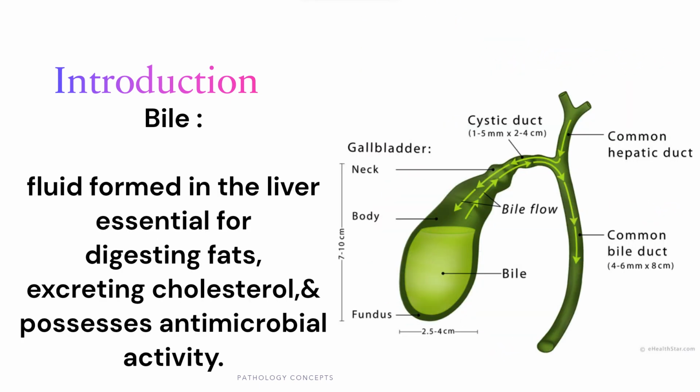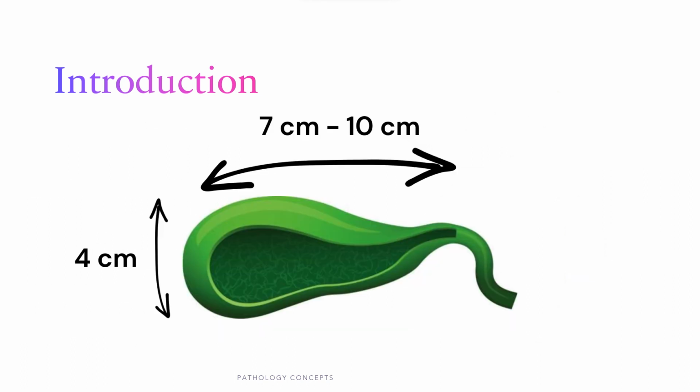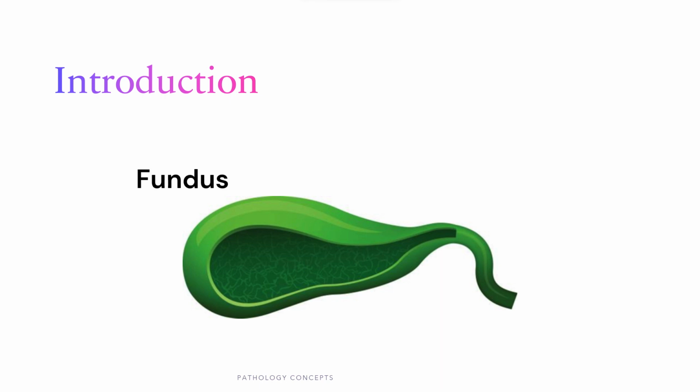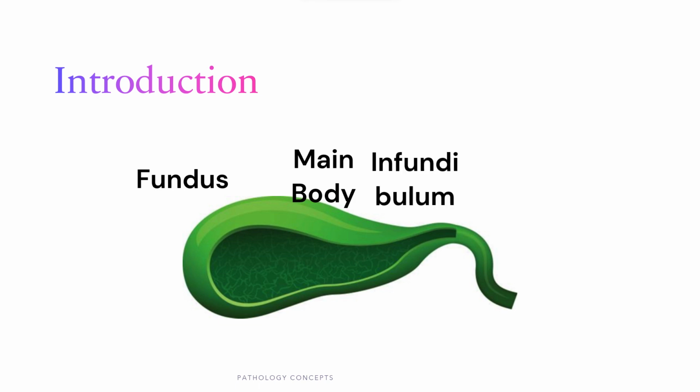Bile is a fluid formed in the liver that is essential for digesting fat, excreting cholesterol, and even possesses antimicrobial activity. The gallbladder measures approximately 7 cm to 10 cm in length and 4 cm in width. The gallbladder fundus is wide, and as it continues into the main body, it narrows in diameter. The gallbladder body tapers into the infundibulum, which then connects to the neck and cystic duct.